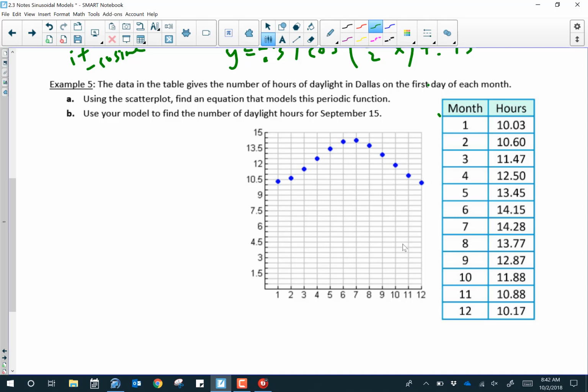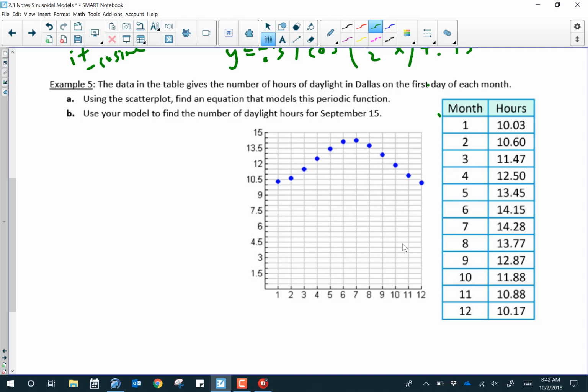Anytime we're dealing with time, you can set times wherever you want it to start. Typically, when we're talking about months in a year, we start with 0, but they called it month 1, which is January 1, which is a little weird, but it's okay. All right, so using the scatter plot, find an equation that models this periodic function. So the same thing that we've been doing before.